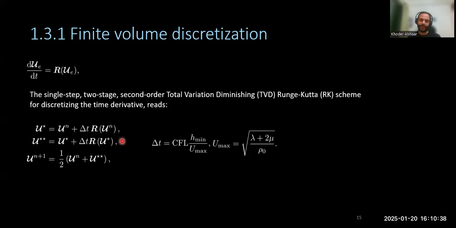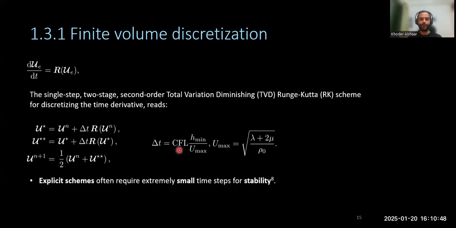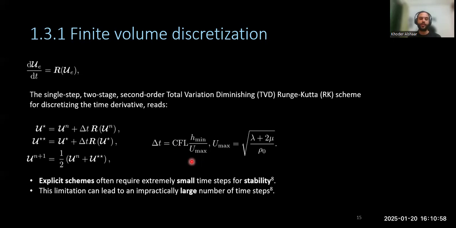However, this is still an explicit scheme, and we have to calculate the delta t here, which will be limited due to the CFL number. As I said, the explicit scheme requires a very small time step due to this stability limitation, and this will require an impractically large number of time steps.